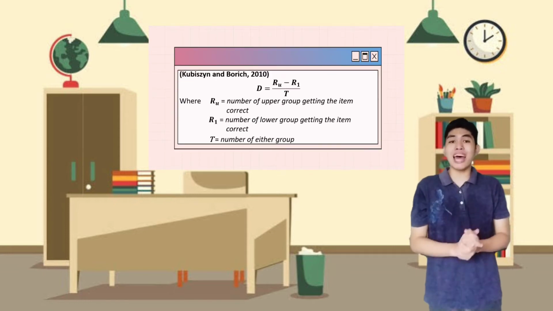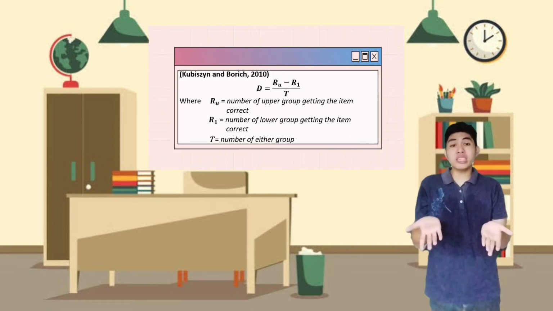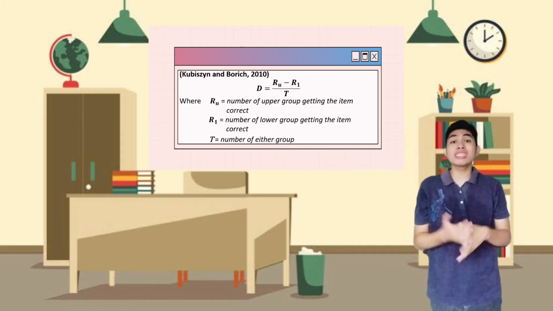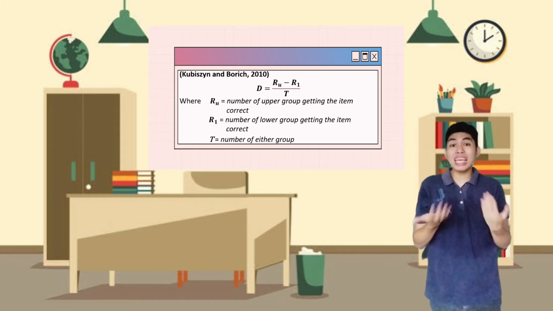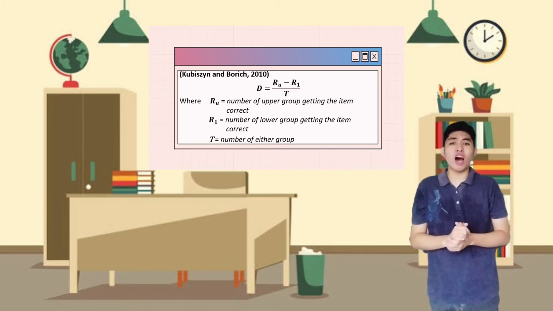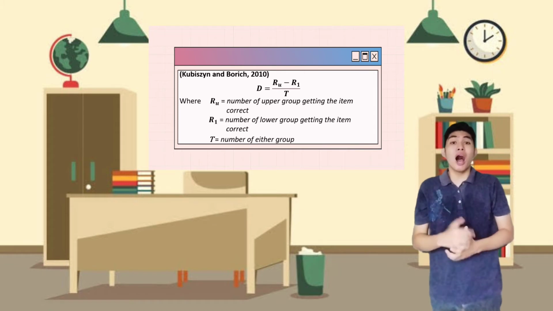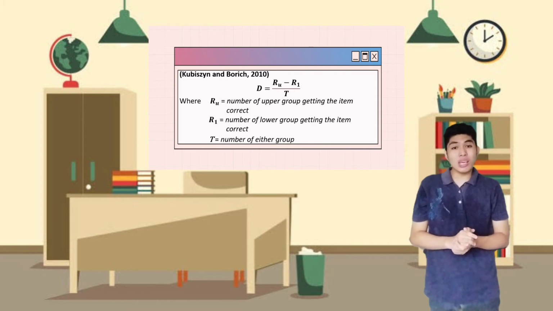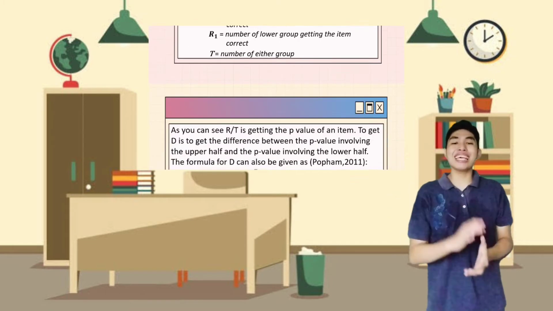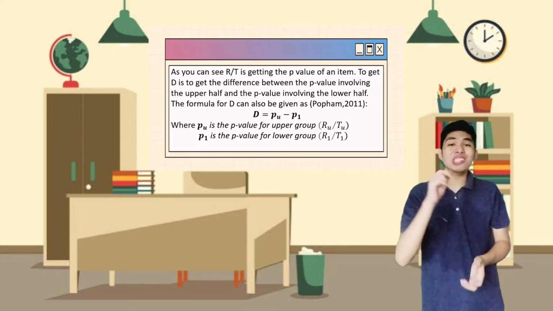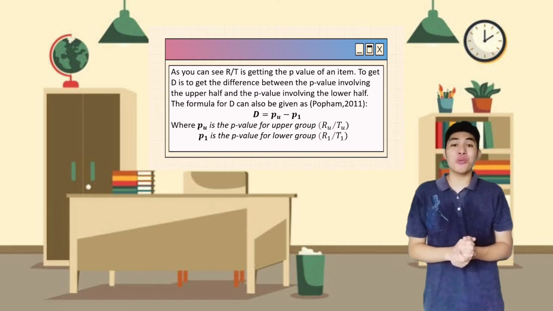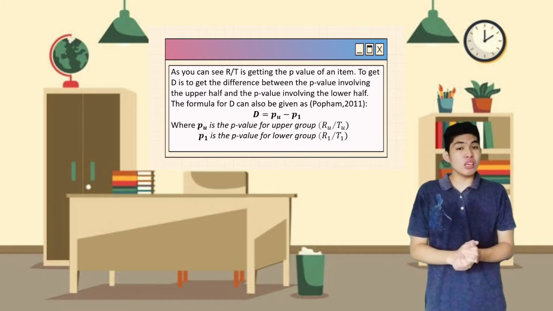According to Kubiszyn and Borich 2010, another calculation can bring about the same result: D is equal to RU minus RL over T, where RU is the number of the upper group getting the item correct, RL is the number of the lower group getting the item correct, and T is the number of either group. As you can see, R over T is the p-value of an item.